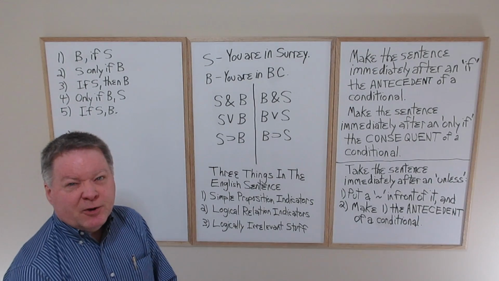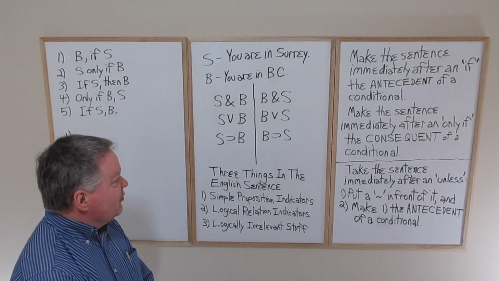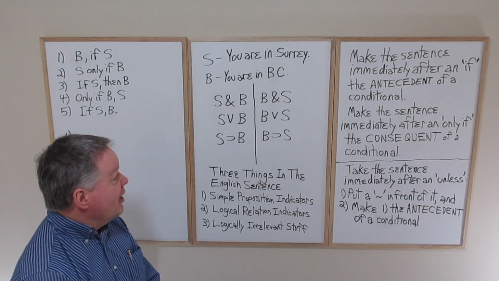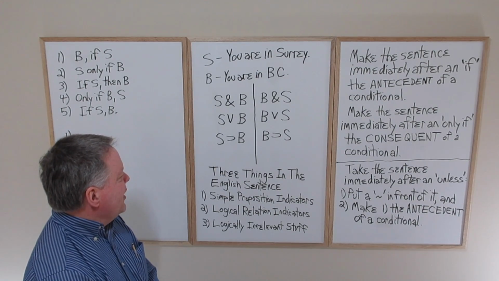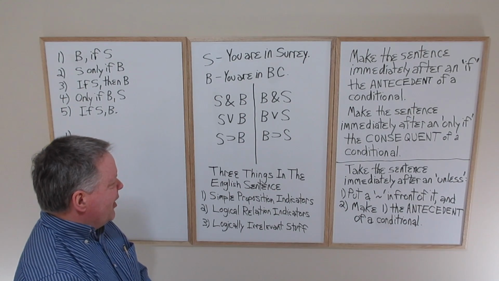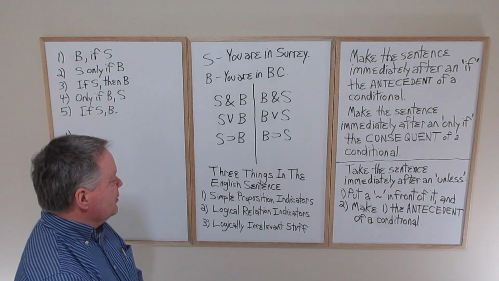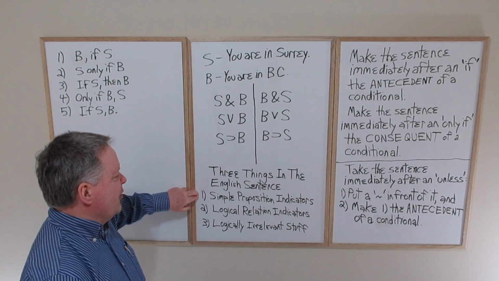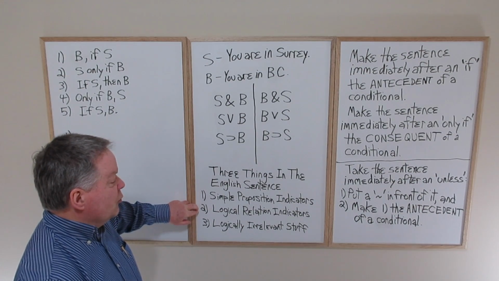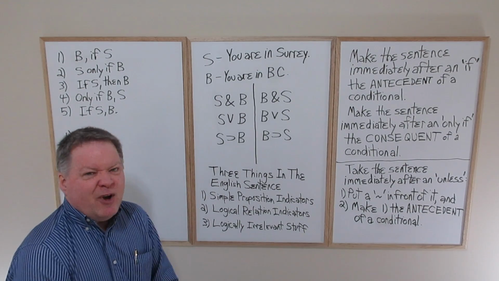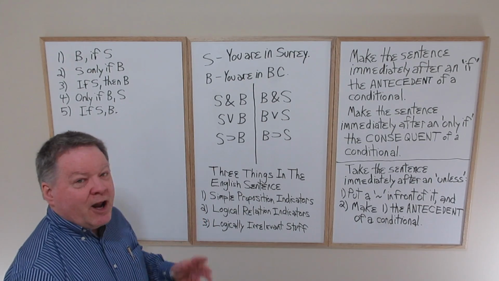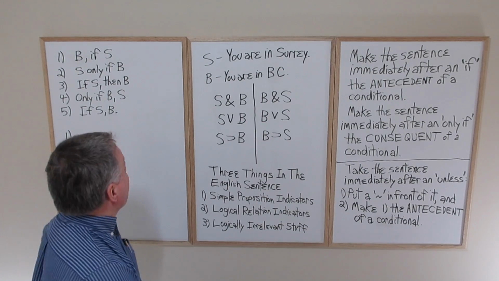We can now consider how to make symbolic sentences containing the horseshoe, that is to say, conditionals or if-then sentences. Recall that as far as the English sentences go, there are three potential different kinds of things we can find there: simple proposition indicators, logical relation indicators, and finally, logically irrelevant stuff that we can just edit out or ignore.